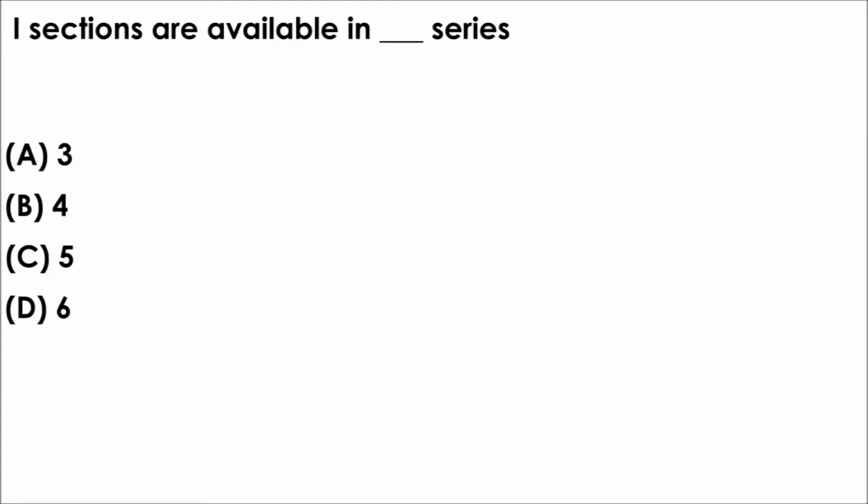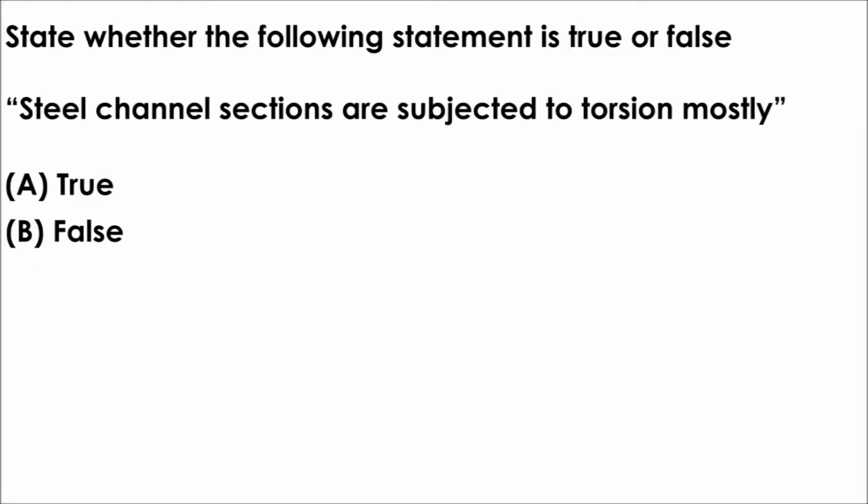Question number 5. I sections are available in ______ series. Option A, 3. B, 4. C, 5. D, 6. The correct answer is option C, 5. I sections are available in 5 series. Question number 6. State whether the following statement is true or false. The statement is, steel channel sections are subjected to torsion mostly. The correct answer is option A, it is true.